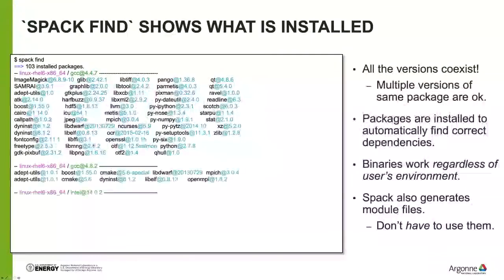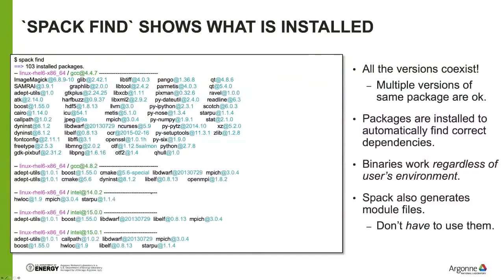This is showing a different compiler version. This is with the Intel compilers. There are some old versions here, some older material. But you can see all of the things that Spack has installed. And again, you can see that you're able to install more than one version of a given package.